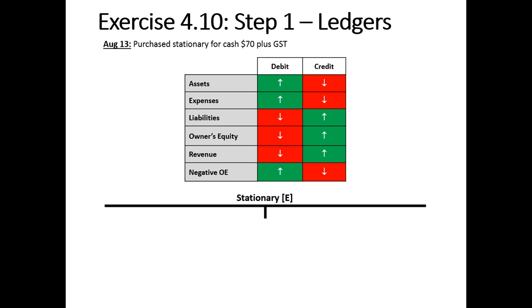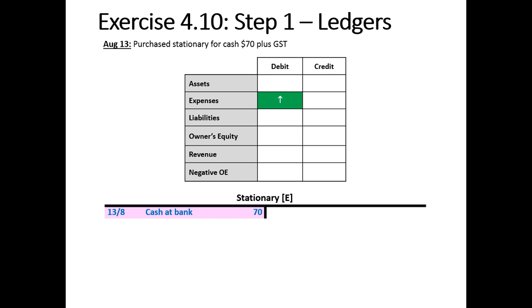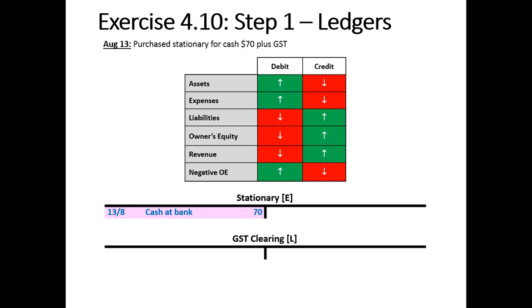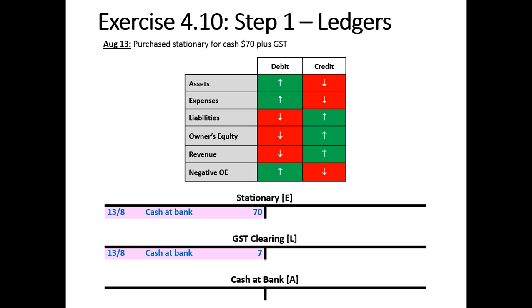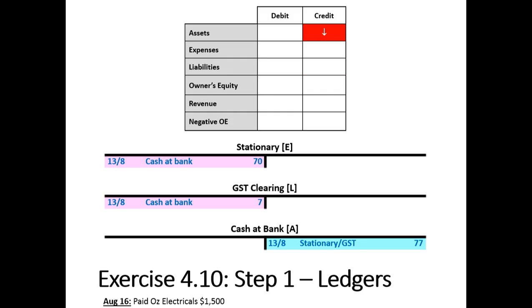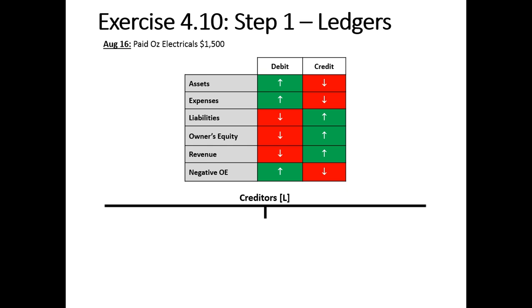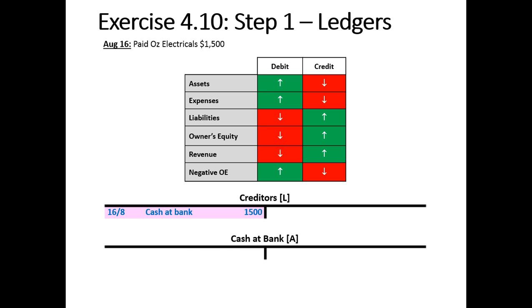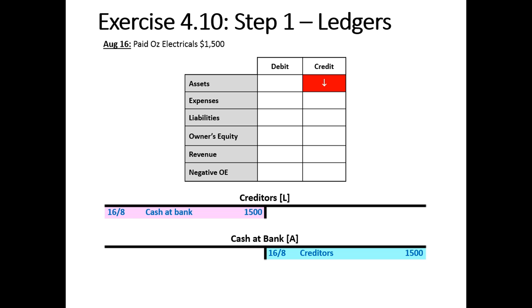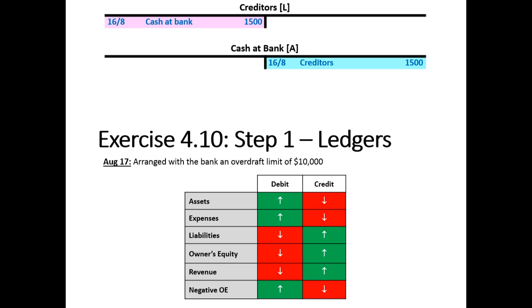Bought stationery for $70, another expense, so another debit. We're going to decrease our GST liability again, so that's a debit, and then we'll decrease our cash at bank asset by $77. Paid Oz Electricals, this was a creditor of ours, so we're going to owe this creditor less money, so that'll decrease our creditors, so liabilities decrease on the debit side. And to do that, we had to decrease our cash at bank asset. So our asset goes down on the credit side.